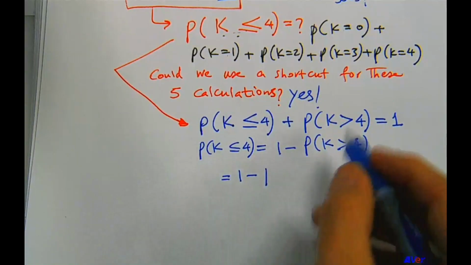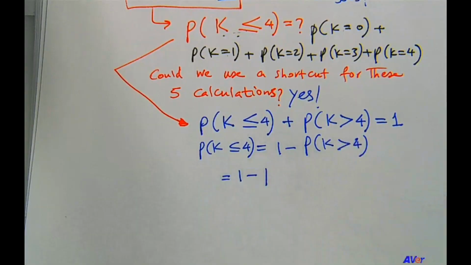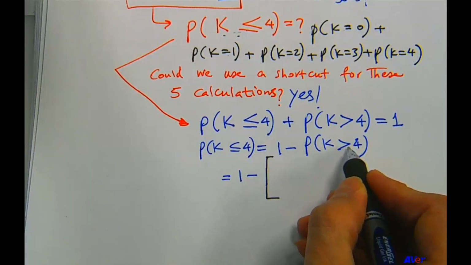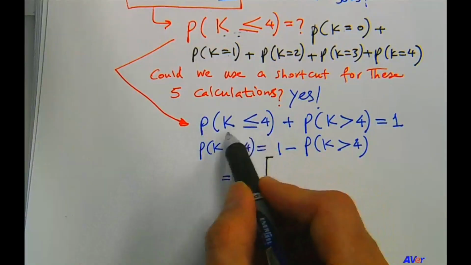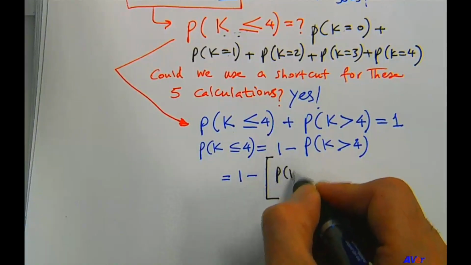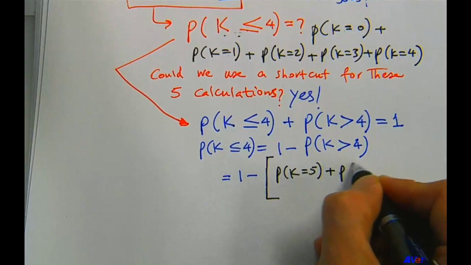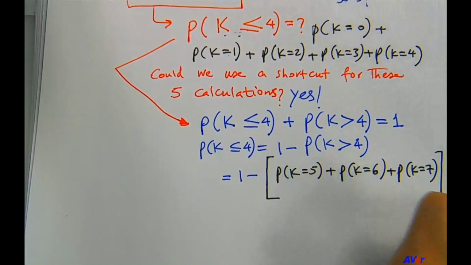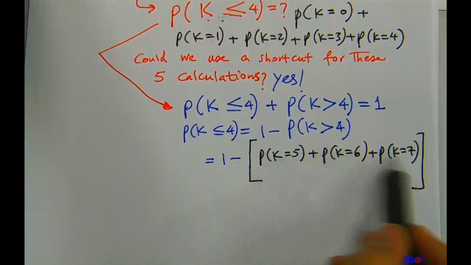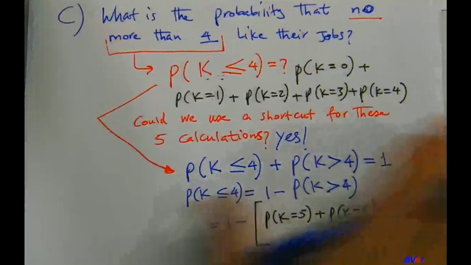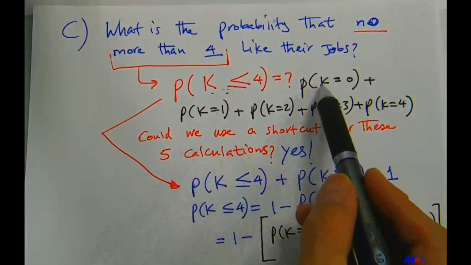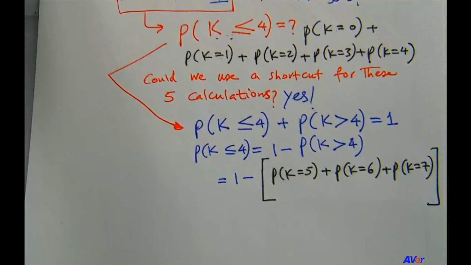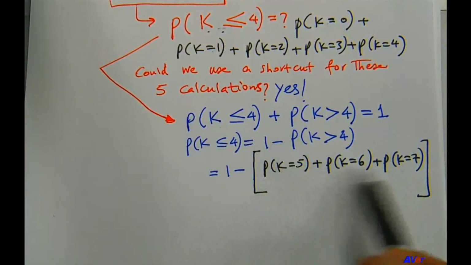And so this would be 1 minus probability of k greater than 4 would be, let's see how many events do we have. So that would be 5, right? Greater than 4, not equal to 4. Equal to 4 is part of what we want. So greater than 4 would be probability of k equals 5 plus probability of k equals 6 plus probability of k equals 7, right? So we only have 3 calculations to do as opposed to 5. Again, using the shortcut, we only have to do 3 calculations.